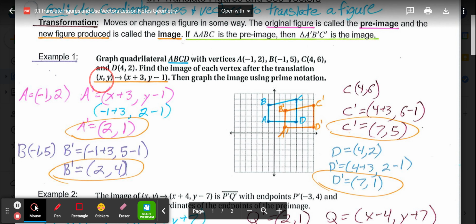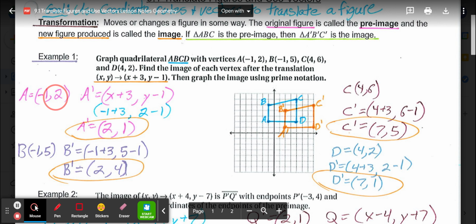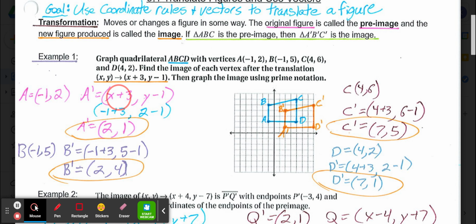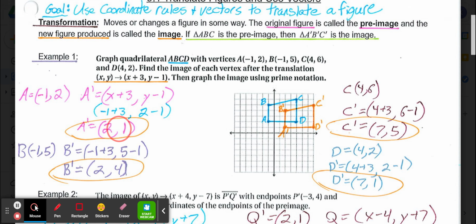What this reads as is our original point (x, y), our original coordinates, being translated to (x + 3, y - 1). So for each point, we take the x, y value, add 3 to the x, subtract 1 from the y, and that's our new coordinate. If A was at (-1, 2), A prime would be at (x + 3, y - 1), so -1 plus 3, 2 minus 1, meaning A prime is at the coordinate (2, 1).